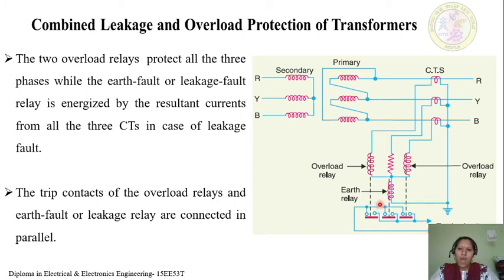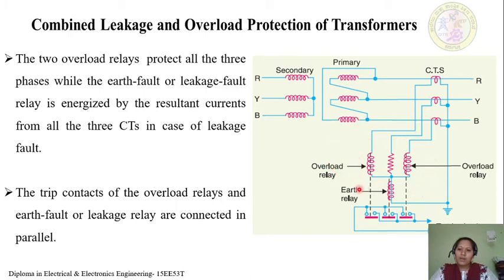Now we will see how this circuit will operate in case of a normal condition as well as in the case of the fault condition. So this circuit will operate when there is a phase to phase fault or when there is an earth fault. Under normal operating condition, the sum of the CT currents is 0 and none of the relays will operate.